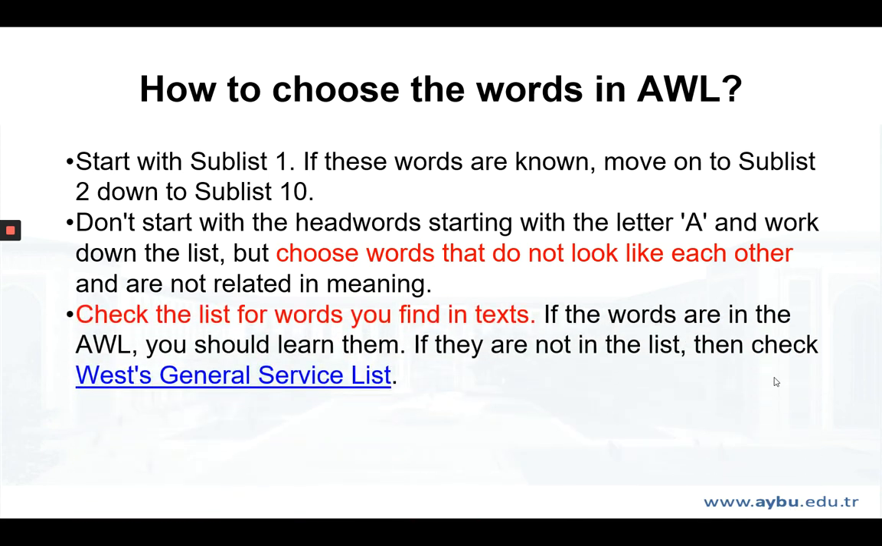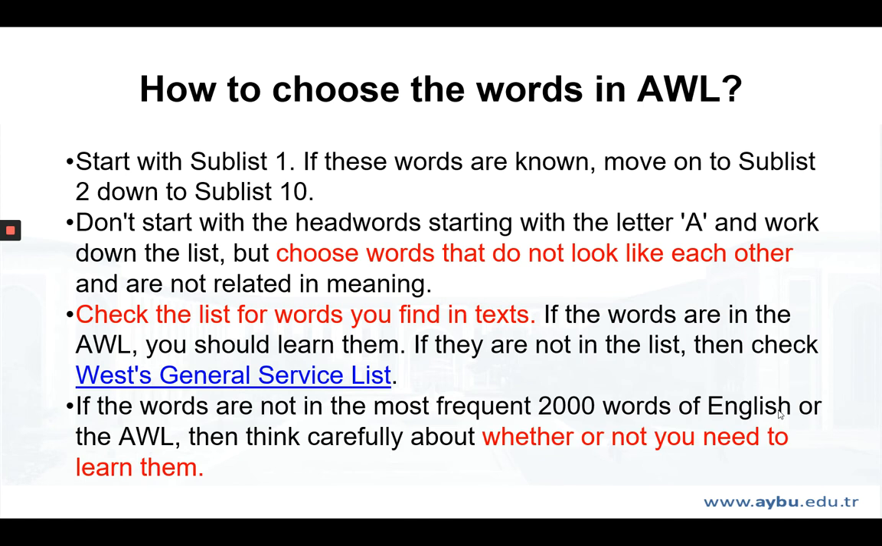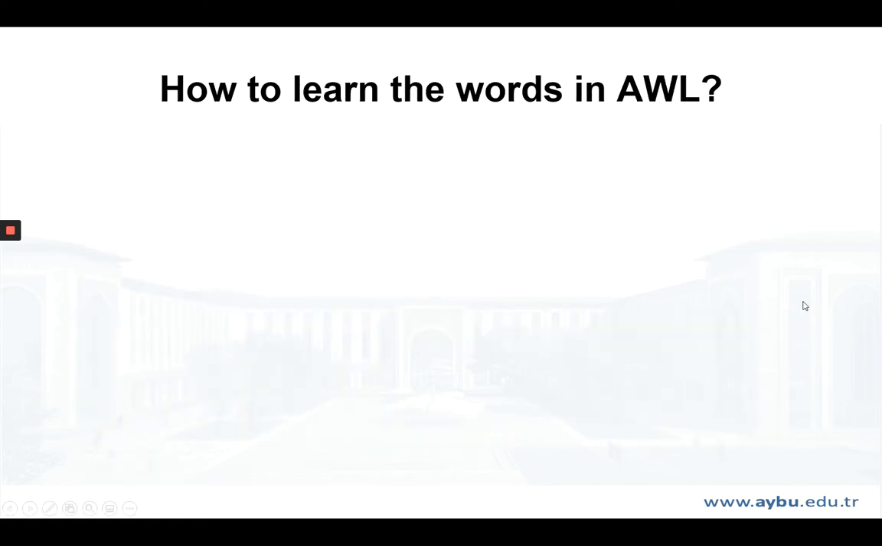Check the list of words you find in your texts. If the words are in the academic word list, you should learn them. If they are not in this list, then check whether they are in the general service list. If the words are not in the most frequent 2000 words of English or in the list of academic words, then think carefully about whether or not you need to learn them.